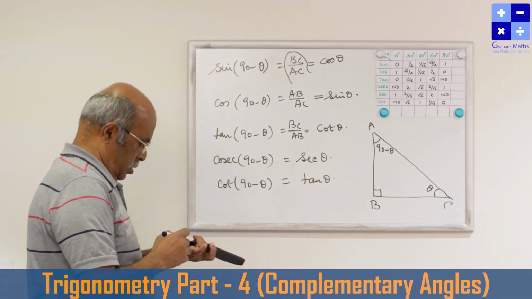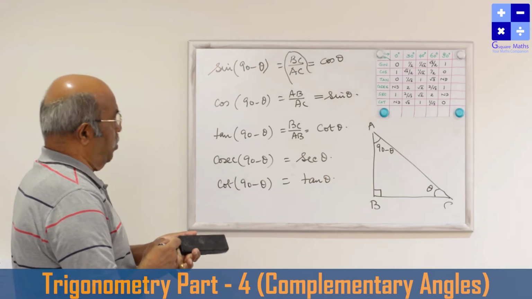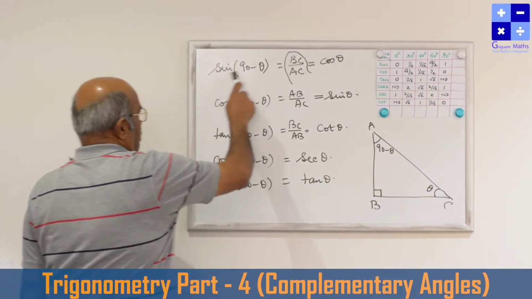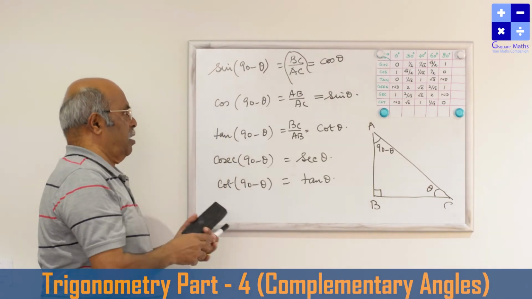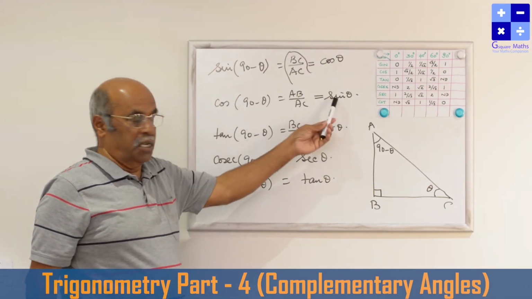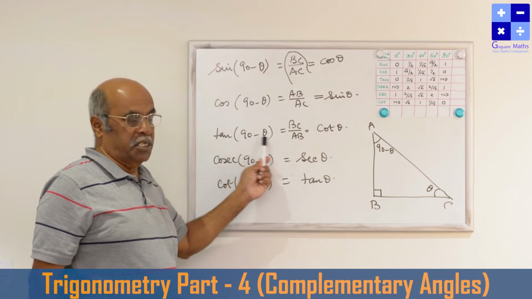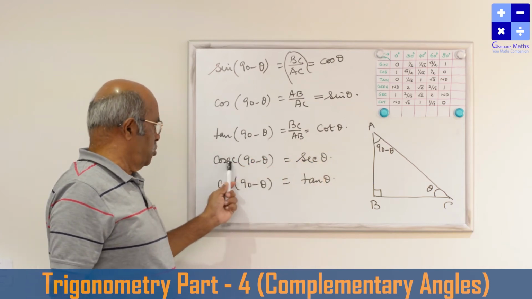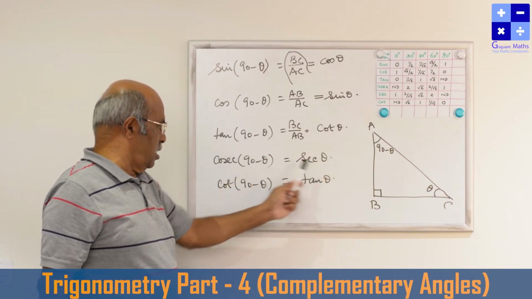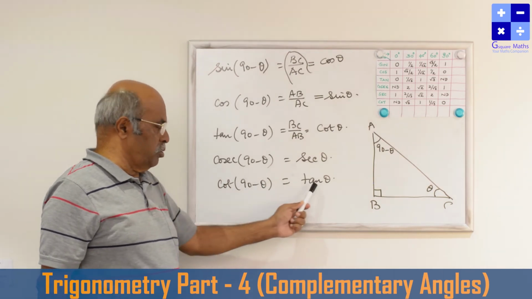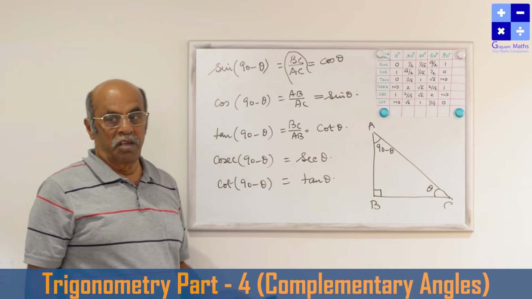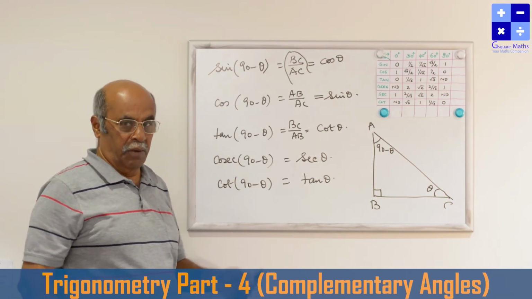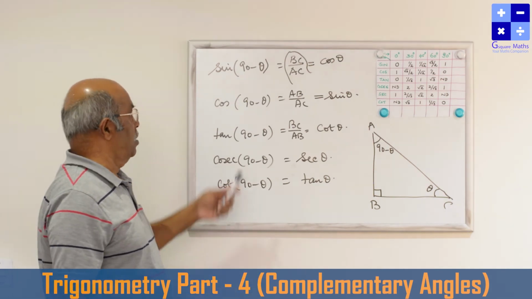So, the values of the trigonometric complementary angles are: sin 90 minus theta is nothing but cos theta, cos 90 minus theta is equal to sin theta, tan 90 minus theta is equal to cot theta, cosecant 90 minus theta is equal to sec theta, and cot 90 minus theta is equal to tan theta. They are very easy to remember also. In practice it will come. However, I am telling how to remember this.